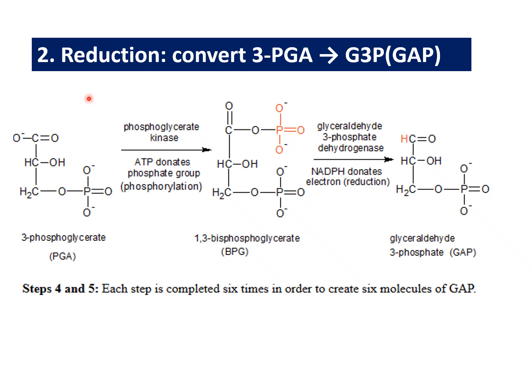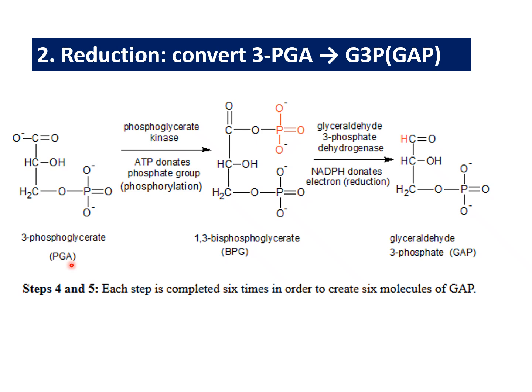In the second step, the output of the carboxylation reaction, that is 3-phosphoglycerate or 3-PGA, is converted to glyceraldehyde 3-phosphate. So 3-PGA or 3-phosphoglycerate is converted into 1,3-bisphosphoglycerate, BPG, first by the enzyme phosphoglycerate kinase. So this is a common reaction from glycolysis or any other pathway. So you will easily remember this enzyme phosphoglycerate kinase.